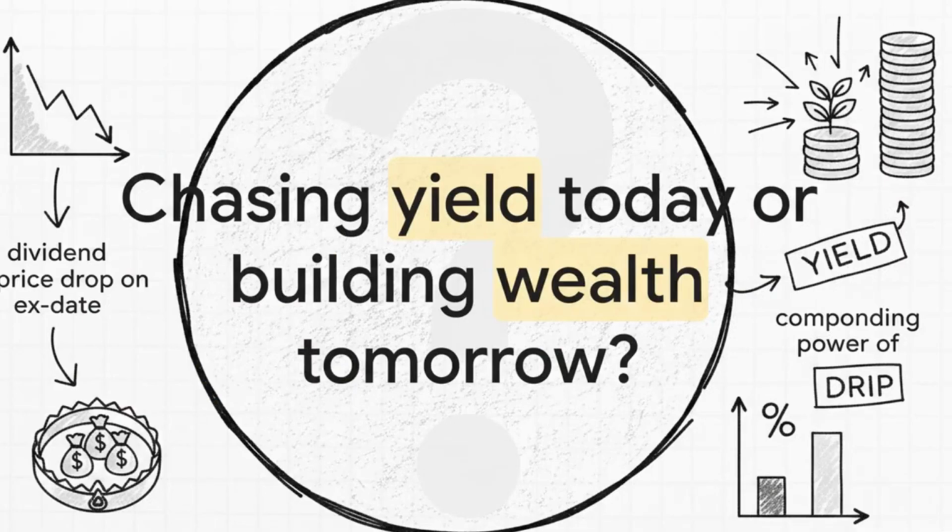So, as we wrap up this explainer, I want to leave you with something to really chew on. Knowing that a stock price physically drops on the X date, knowing the real dangers of the yield trap, the reality of fallen kings, and the sheer compounding power of a DRIP, how do dividends truly fit into your long-term strategy? Are you just blindly chasing yield today, or are you strategically building sustainable wealth for tomorrow? Take a good, hard look at your own portfolio. What are your payout and free cash flow ratios actually telling you?